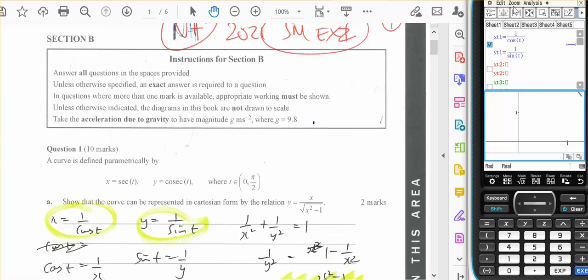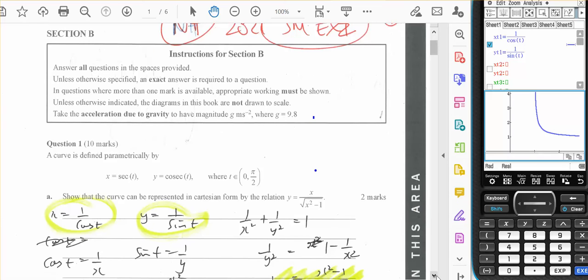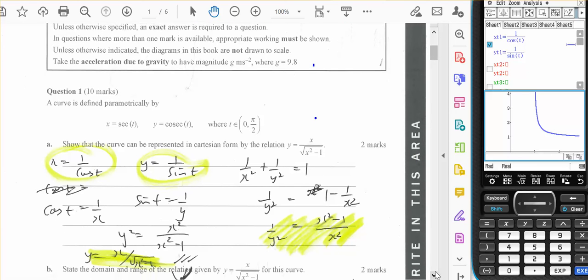And if I zoom out, okay, there's what the graph looks like. So I've got an idea of what it looks like when I need to graph it. I need to show that this gives me this.